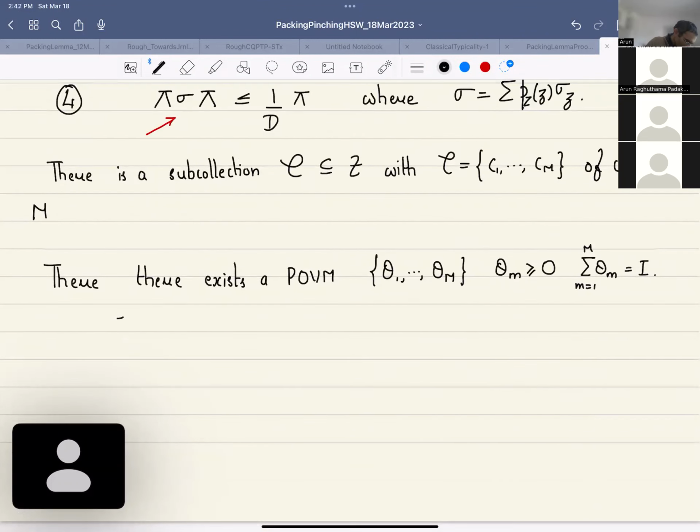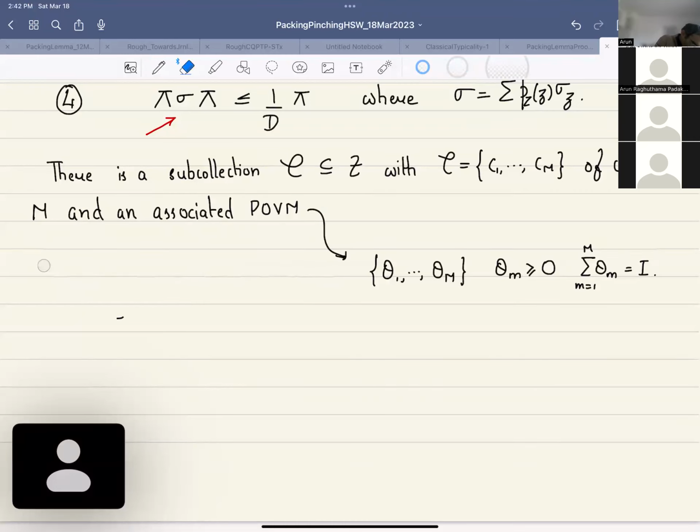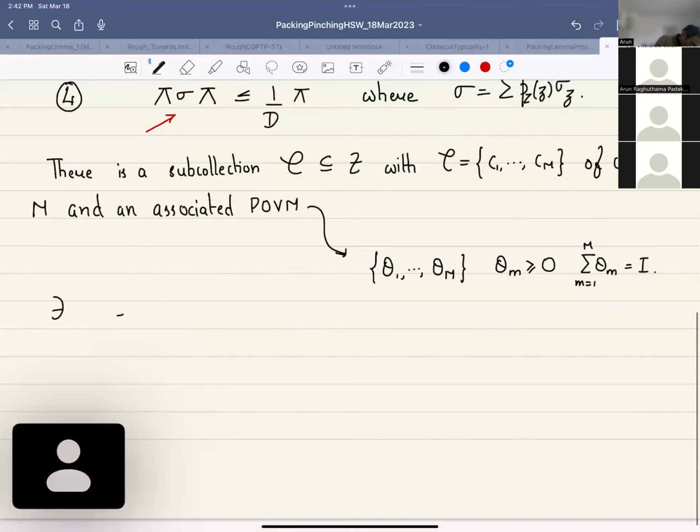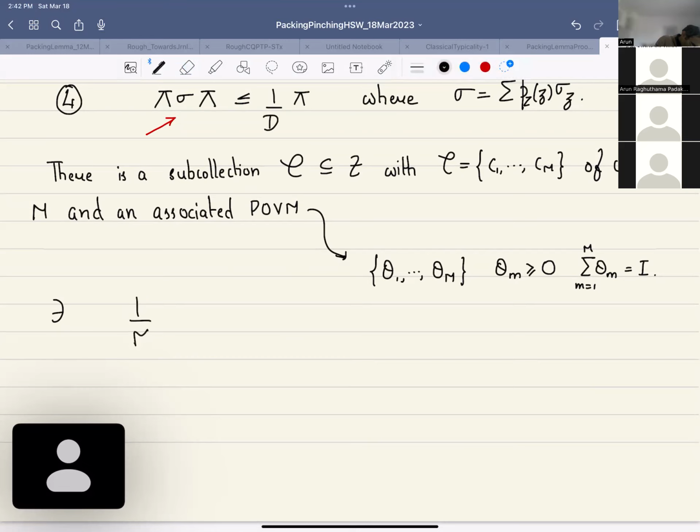So there exists a subcollection C sitting inside Z with M indices and an associated POVM. Here is that POVM with M operators, such that if I look at 1 by capital M, sum over m equal to 1 through M, this is really what we want, trace of I minus theta m on rho C.